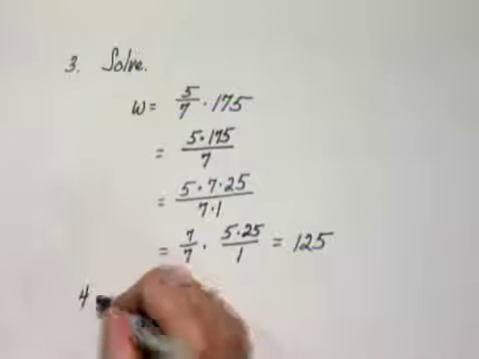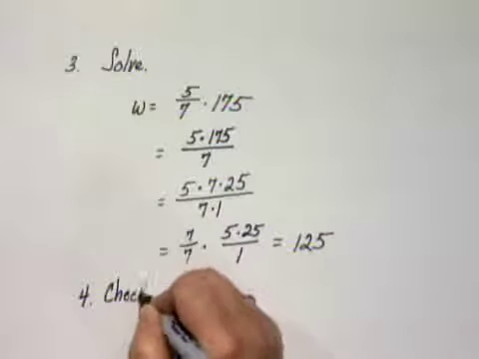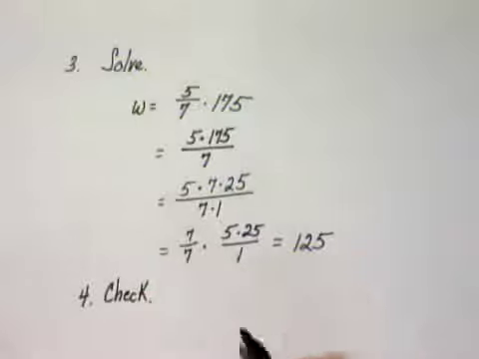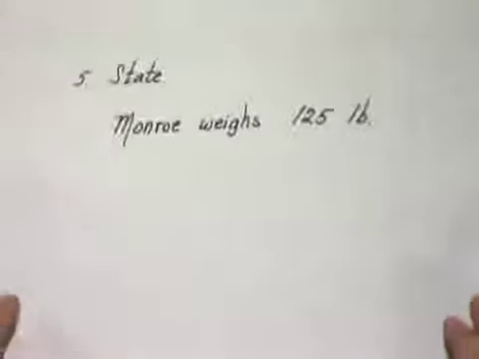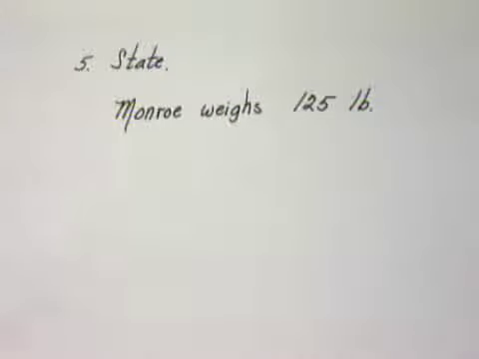The fourth step would be to check this. To check it, one thing we could look at is 125 is less than 175, which we would expect. We could also repeat our calculations, and we would find that 125 is the answer, and we'd state that as the fifth step. Monroe weighs 125 pounds.